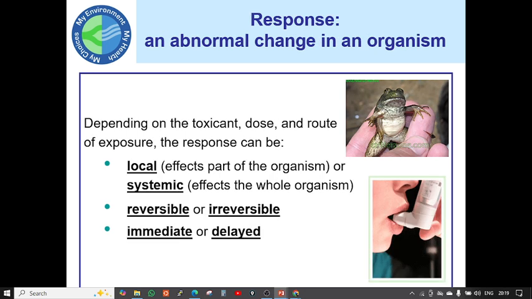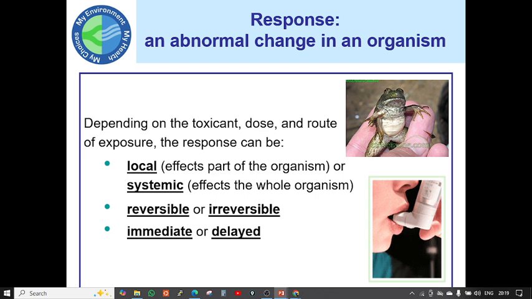Then after consuming these poisons or toxic substances, the response is the main thing, that is, an abnormal change in the organism after consuming the substance. What are the outcomes that should be observed? That is called the response. So depending on the toxic, depending on these five factors, the response also depends.